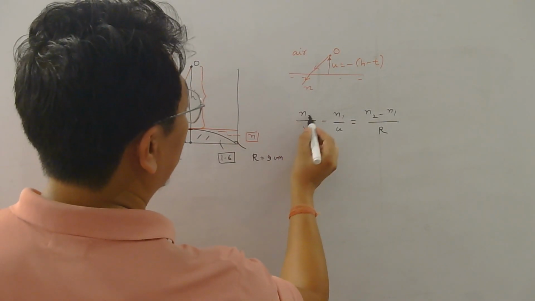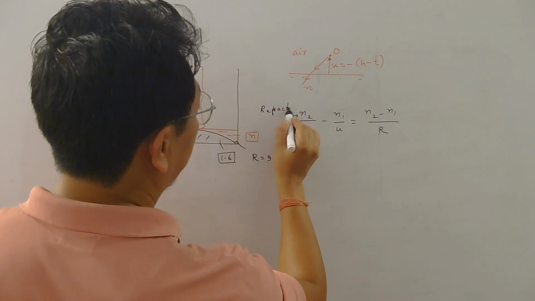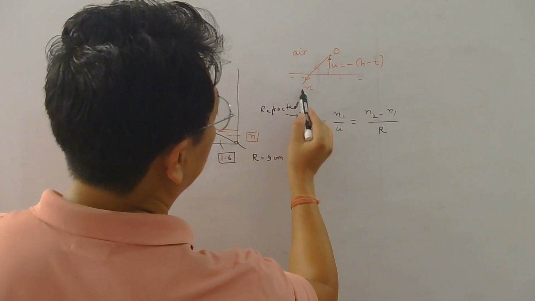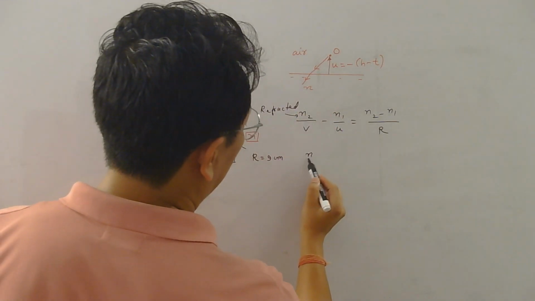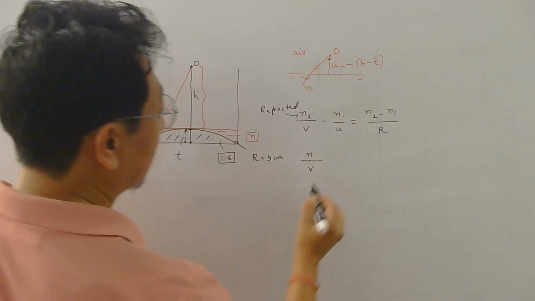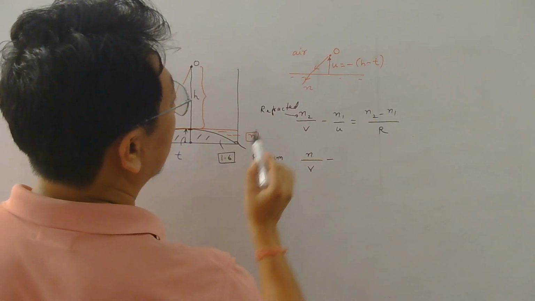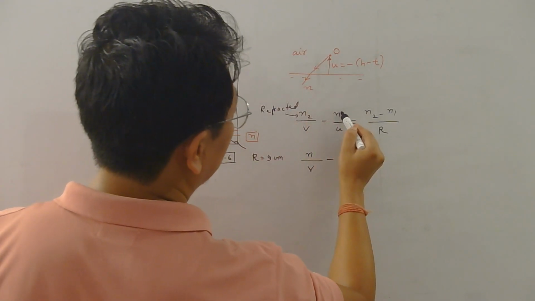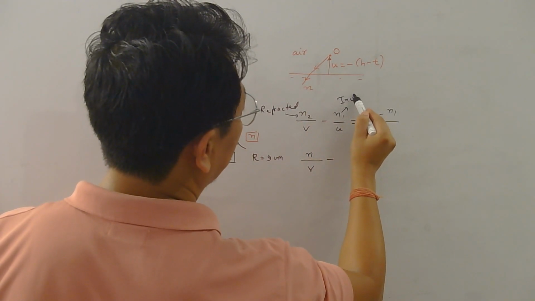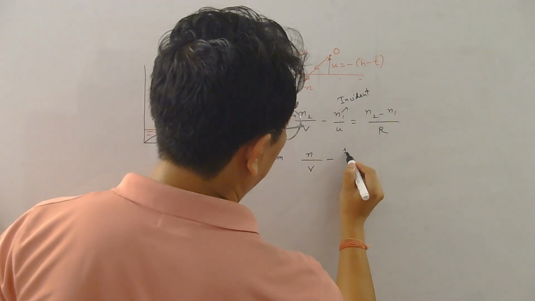So what is N2 now? N2 is where there is refracted ray. So refracted ray is in liquid, so this will be n. V is image distance from this surface which we don't know. N1 is the refractive index of the medium where there is incident ray. This is where there is incident ray. And now incident ray is in air, so this will be 1.